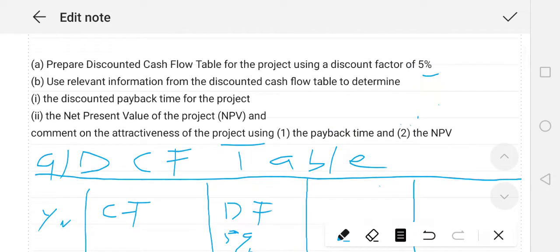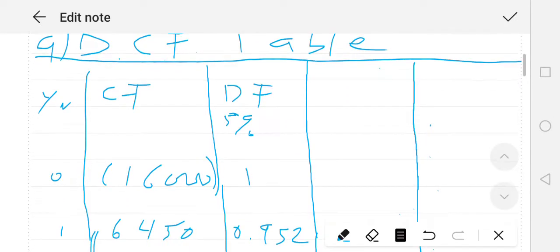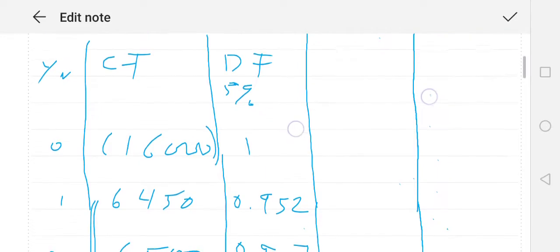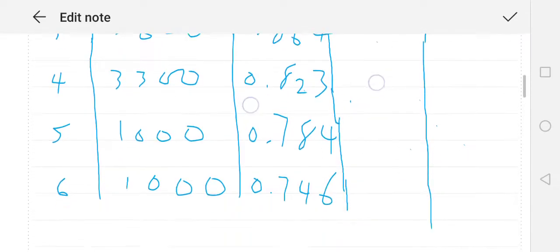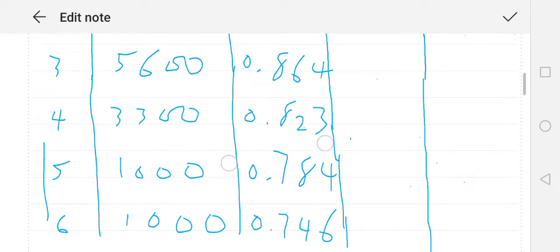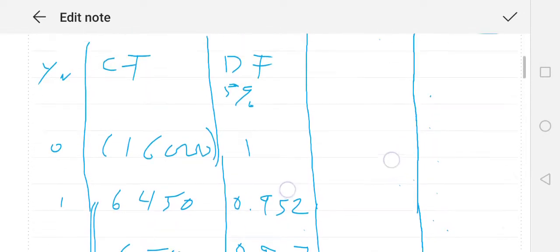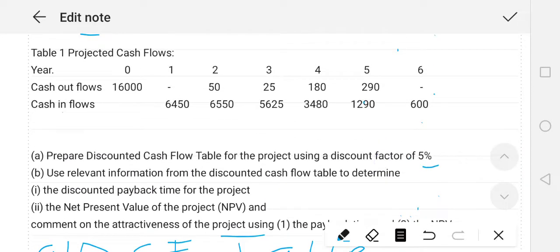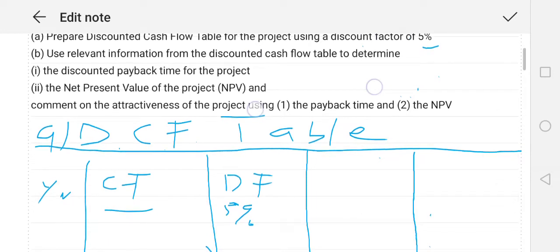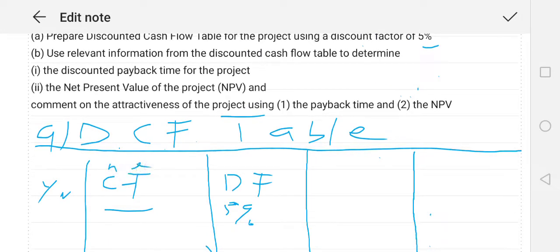All right, so the table is here. We have the discounted cash flow table. In this table we just show the years in columnar form, starting from year 0, 1, 2, 3, 4 up to year 6. We have them here. And then the next column is the cash flows, which were given to you in the question. But here we are bringing the net, so net cash flows.